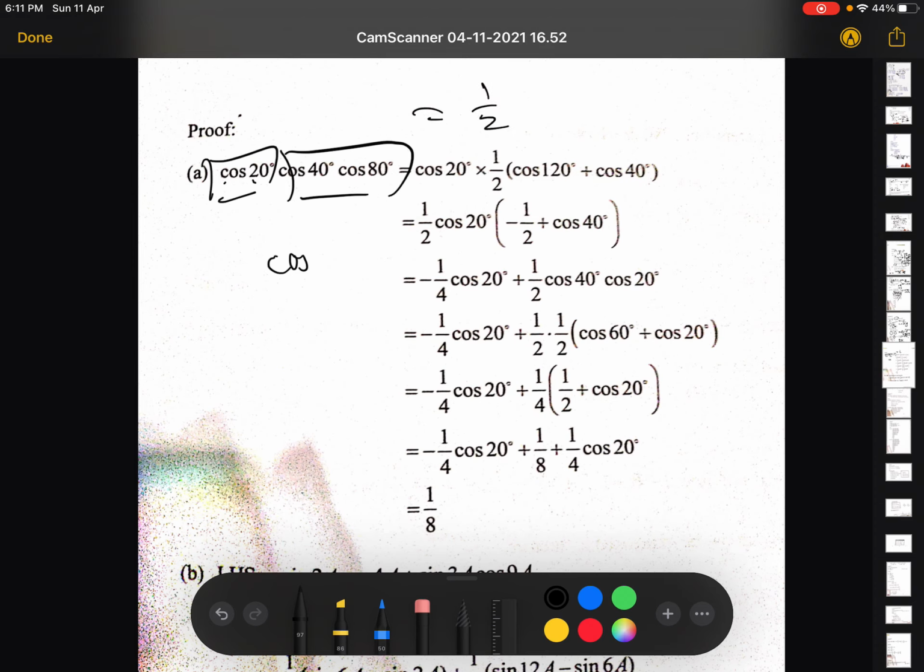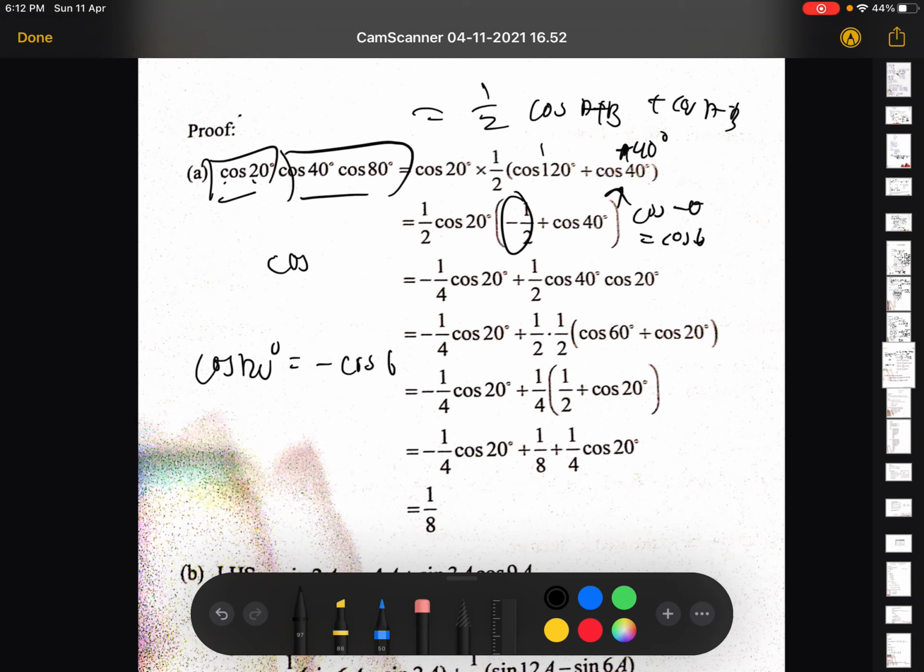It's equal to 1 over 2 cos A plus B plus cos A minus B. A plus B is 120, A minus B is minus 40, but since cos minus theta equals cos theta, I will immediately write it as cos 40 as well. Then, how do I get negative 1 over 2? Because cos 120 is equal to minus cos 60, which is equal to minus 1 over 2. So I put it in.